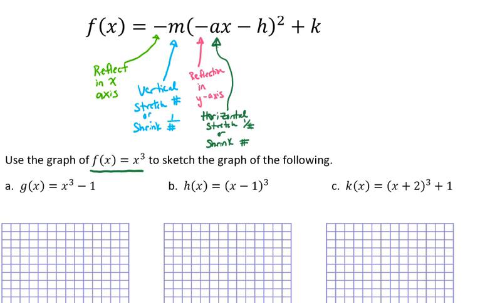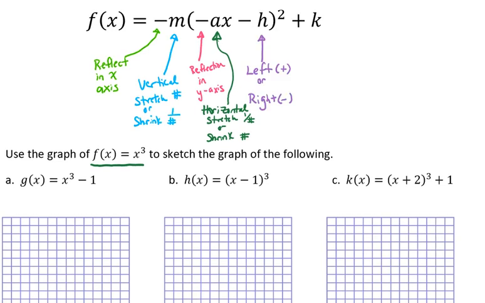The factor inside goes with horizontal stretches or shrinks. Remember that if we have a number that is less than 1, that will reflect our stretch. And if we have a number larger than 1, that will mean that we are shrinking horizontally.